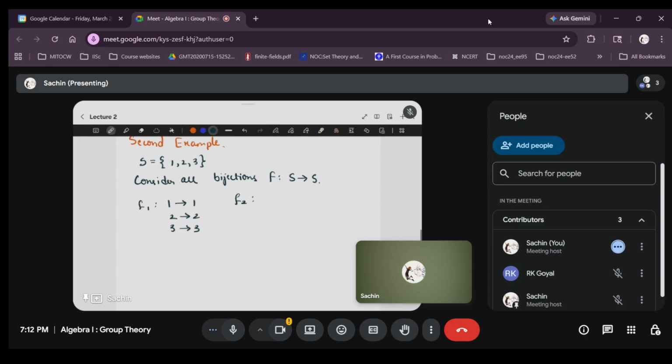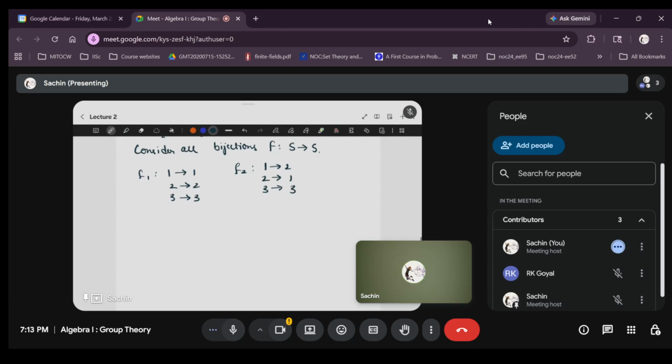F2 changes 1 to 2 and 2 to 1. Such a change of two elements is called a transposition. So it transposes 1 and 2. Transposition is just a swap. F3, let's say 2 remains fixed, but 1 goes to 3 and 3 goes to 1. F4, 1 is fixed, 2 and 3 are swapped.